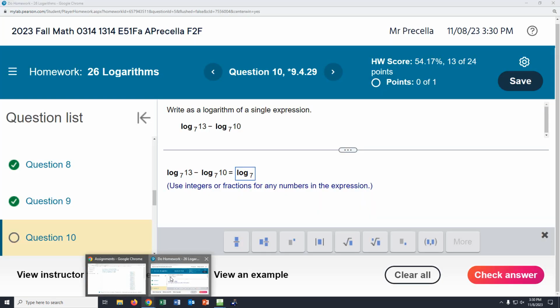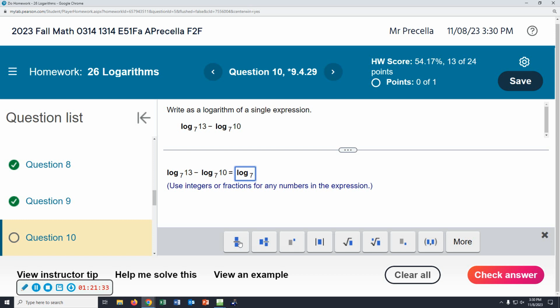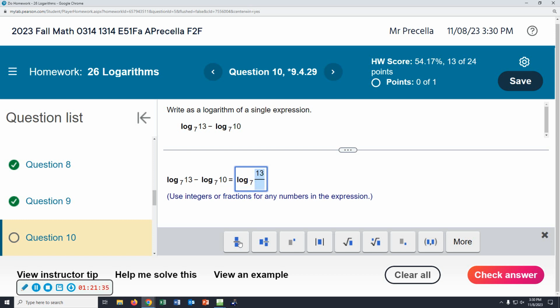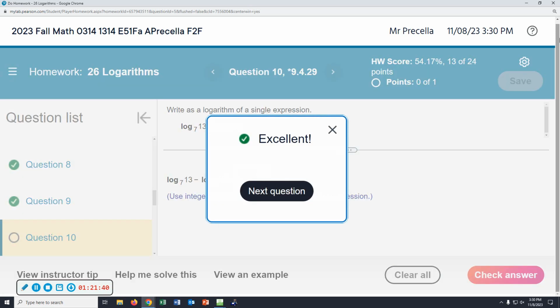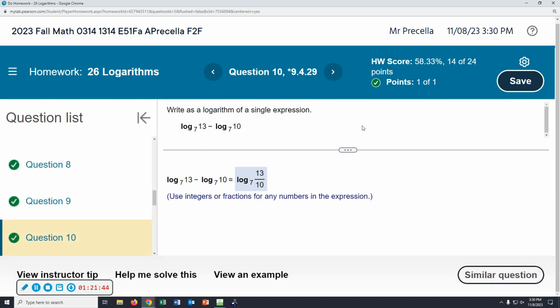Now we're going backwards, doing this condensing. 13 tenths. Any questions there? But when I'm condensing, the first thing I ask myself is, do I need a fraction bar?